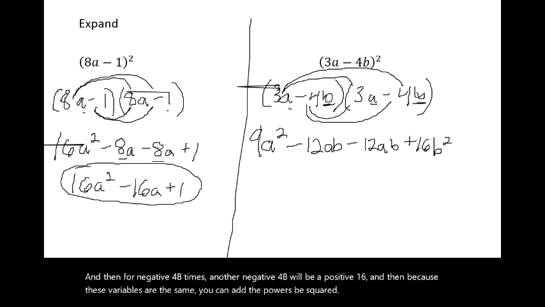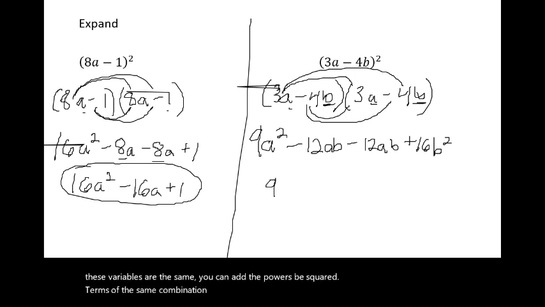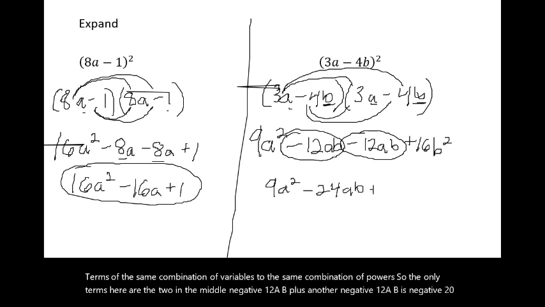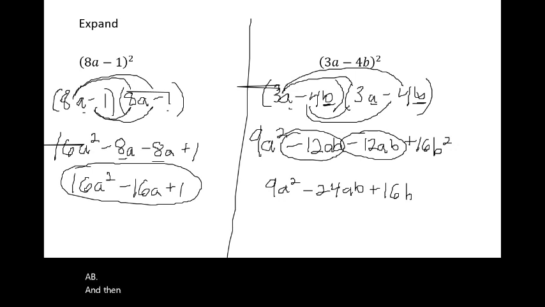Like terms are the same combination of variables to the same combination of powers. So the only like terms here are the two in the middle. Negative 12ab plus another negative 12ab is negative 24ab, and then plus 16b squared.